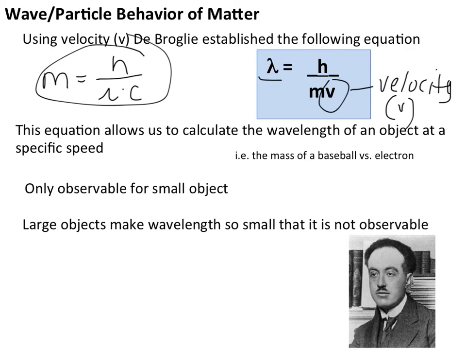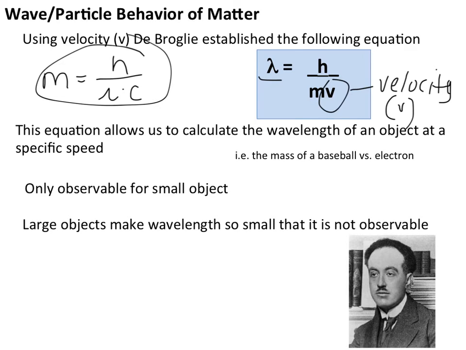So theoretically, he has been able to show that objects with a specific velocity and specific mass are capable of producing wavelengths, so they do behave as waves as well. But it is most clear with smaller objects because of this denominator issue that was just discussed.